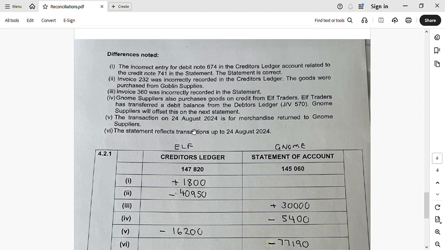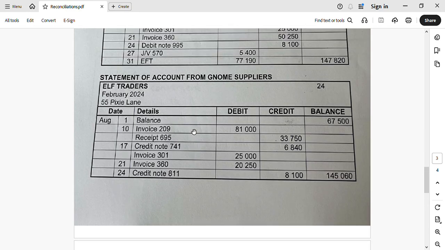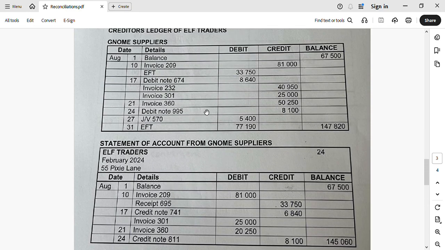Then the transaction on the 24th of August is for merchandise returned to Gnome Suppliers. If you have a look on the 24th, we returned to them and we decreased what we owed. No, we didn't. We increased the amount that we actually owed them. This is a minus plus account. If you return, you're actually supposed to decrease what you owe. We've added 8,100. So to fix this, whenever you put something on the wrong side, you can't just use 8,100, otherwise you'll just decrease to 0. So you need to double the amount here.